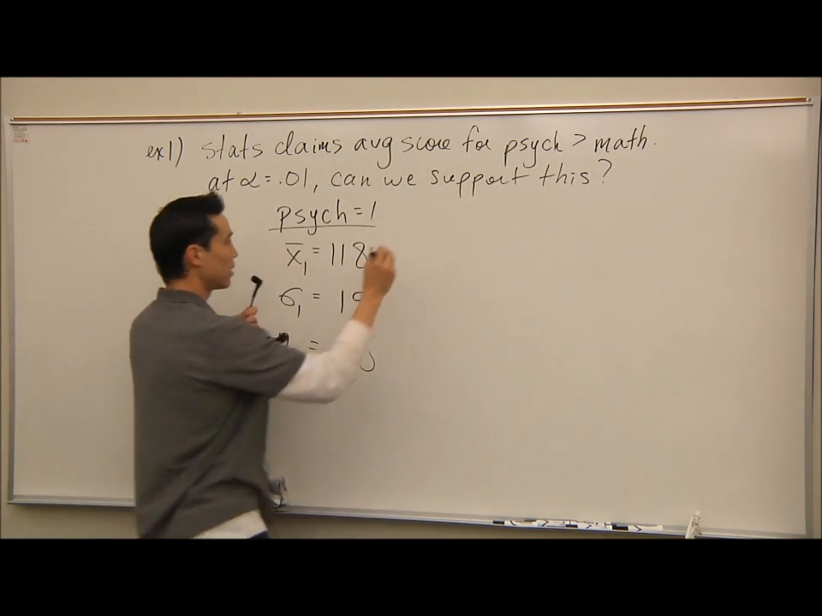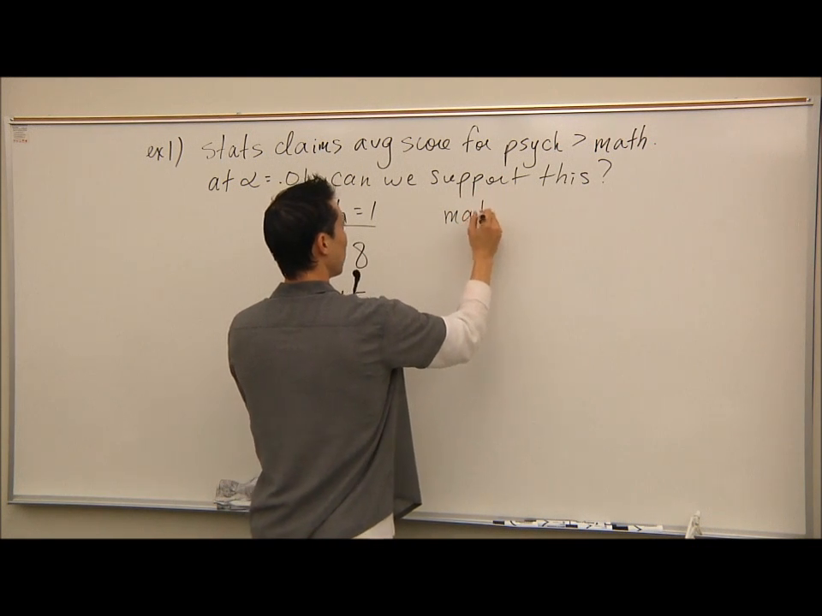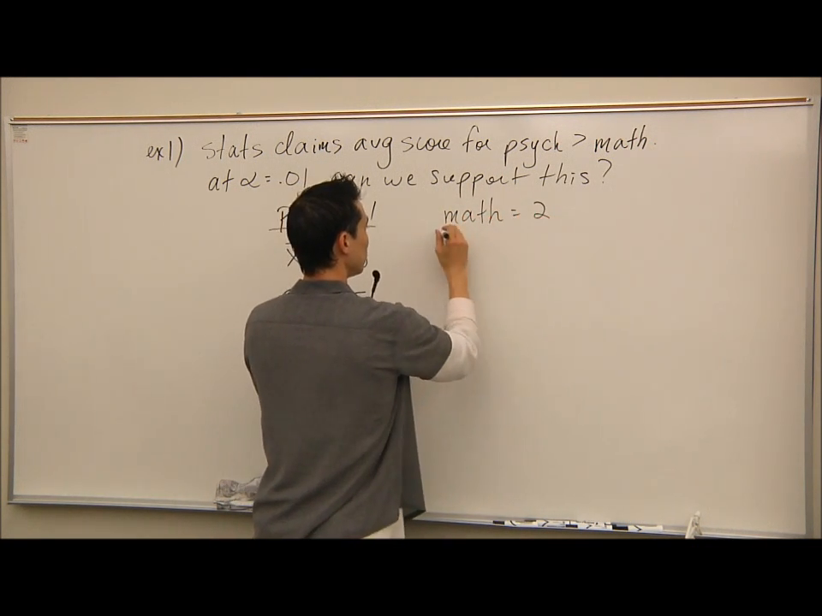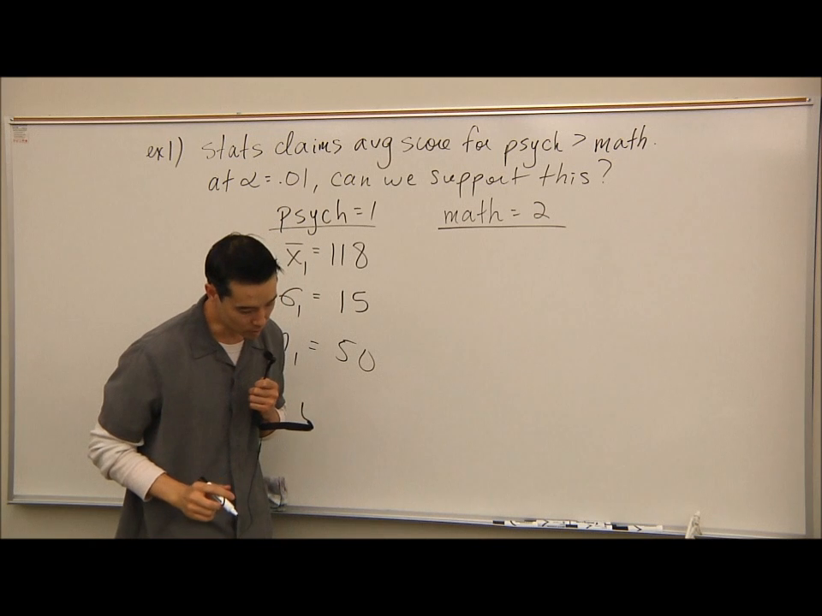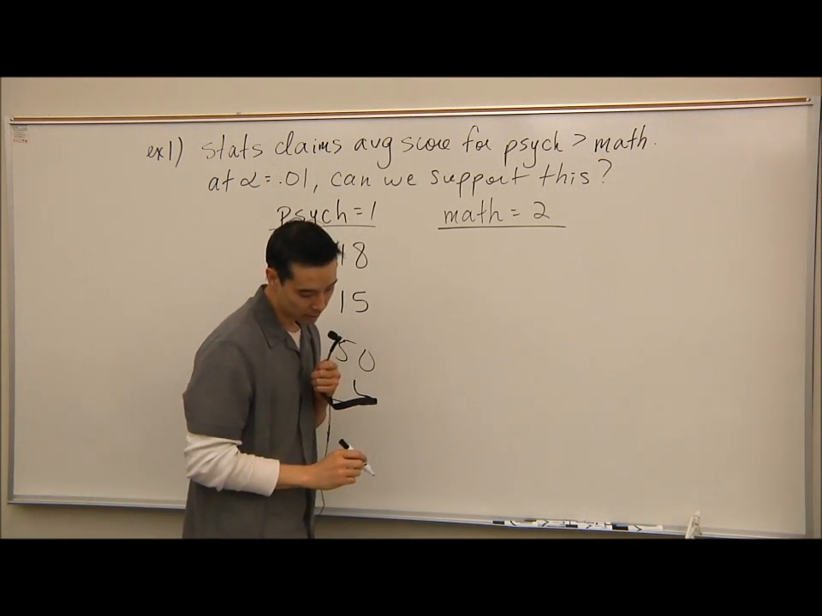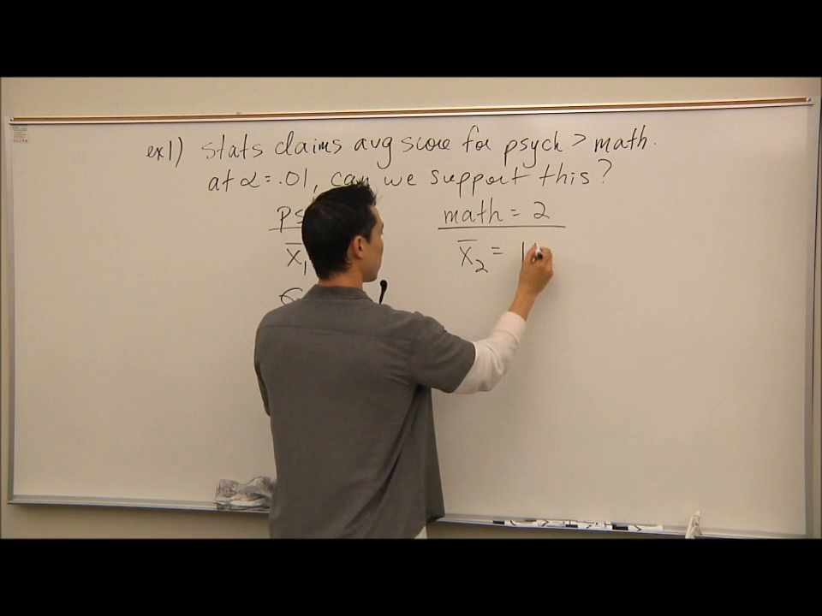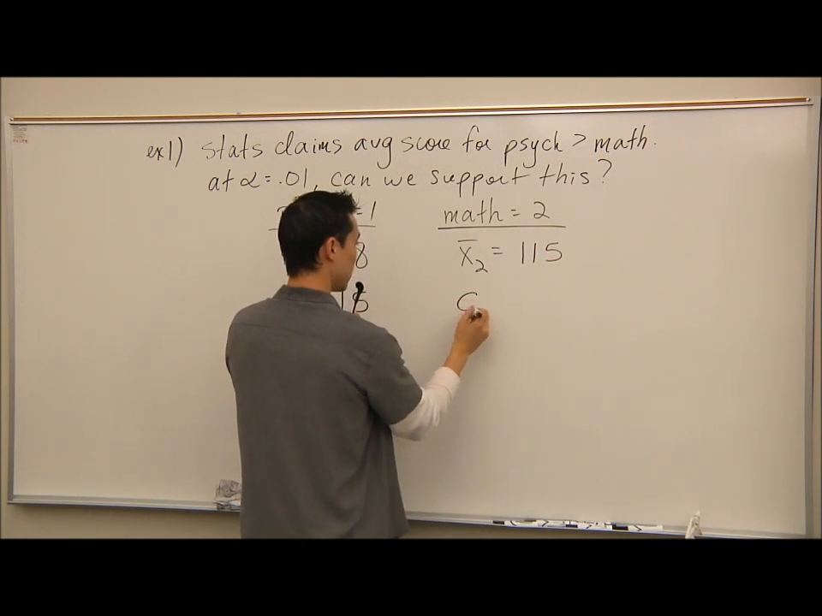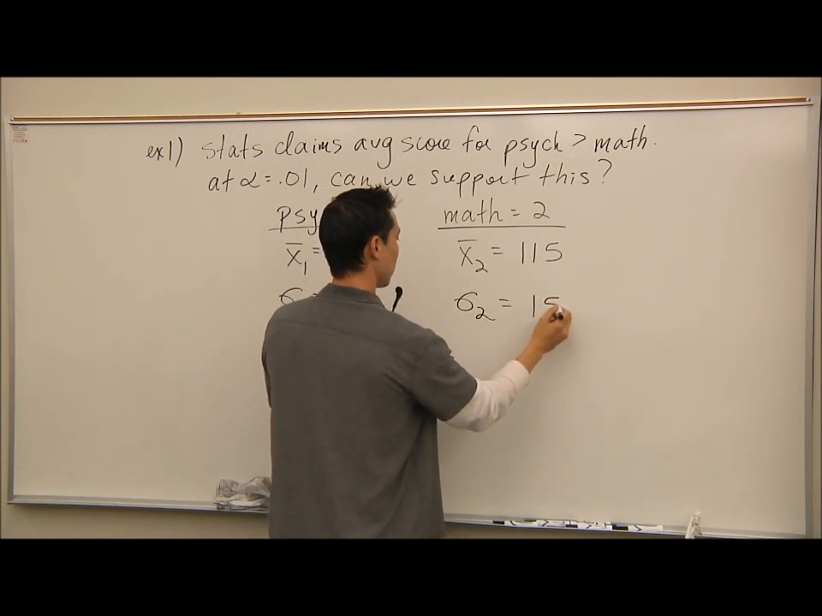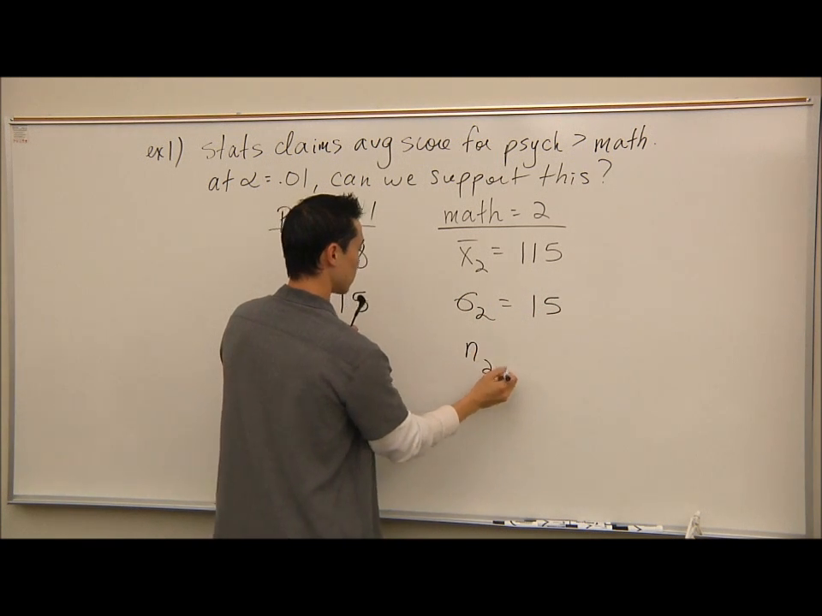Okay. And then let's do math, and we'll call that 2. And their results were 115, 15, and 50. So x2 bar was 115, sigma 2 was also 15, and n2 was also 50.